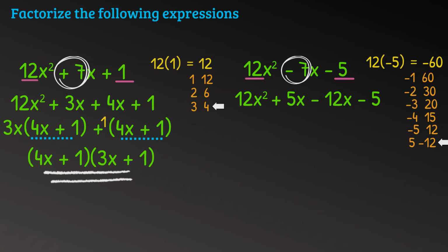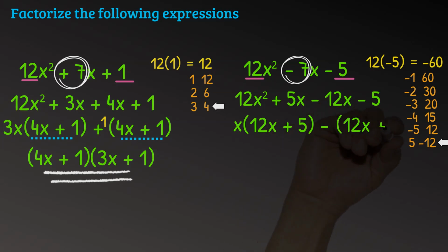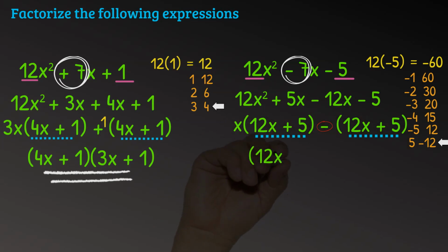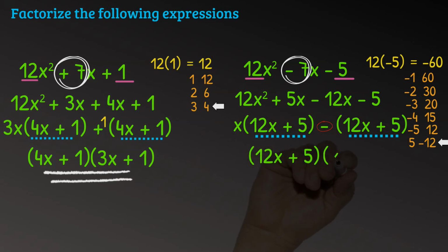The greatest common factor for the first two terms is x, and we'd need to multiply that by 12x plus 5. And the greatest common factor for the second two terms is 1, so we just write 12x plus 5, and it's a plus inside the bracket because of this minus sign outside of the bracket. So the first bracket of the solution is 12x plus 5, and the second bracket is x minus 1.